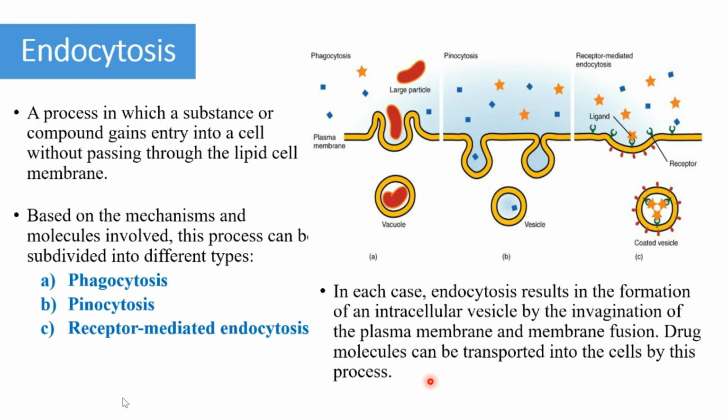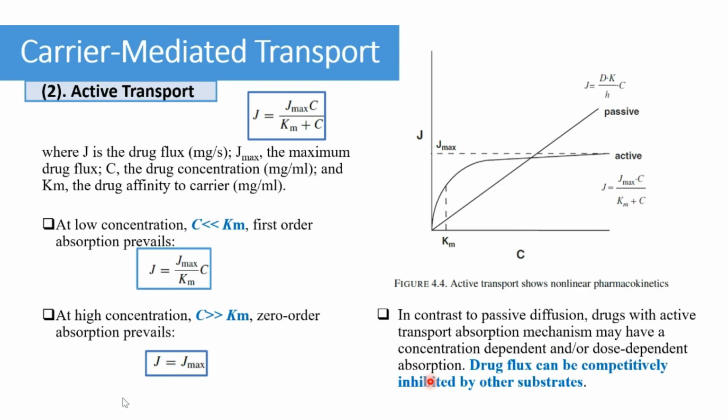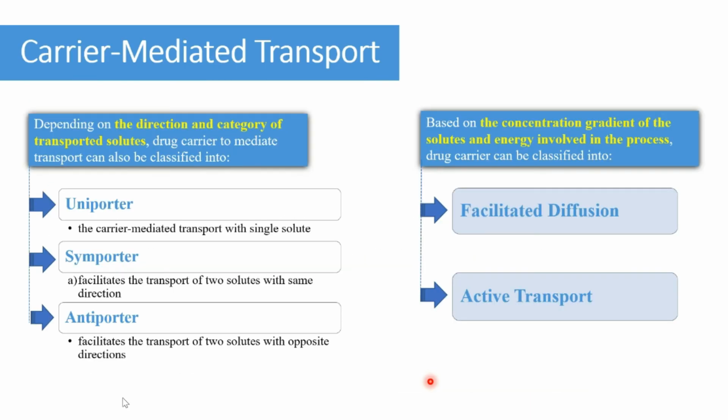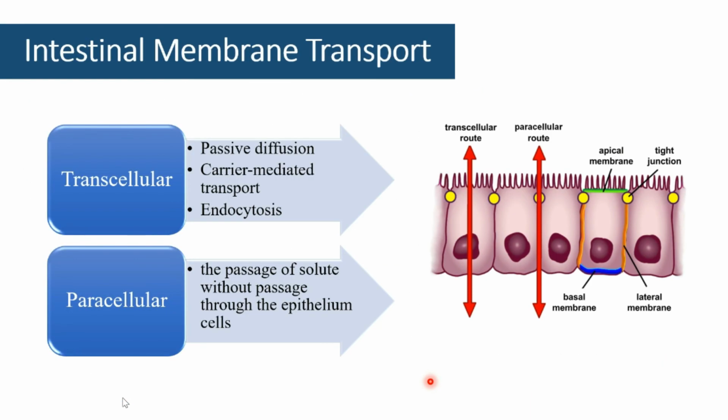So endocytosis is part of transcellular membrane transport, not part of carrier-mediated transport. They are different. So there are three transcellular membrane transports: passive diffusion, carrier-mediated transport, and endocytosis.